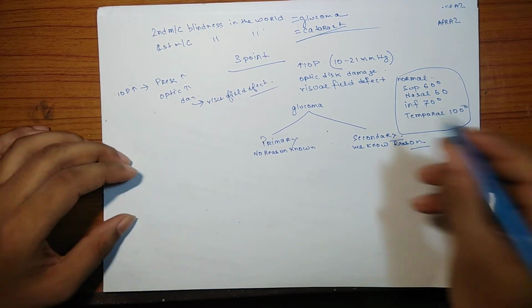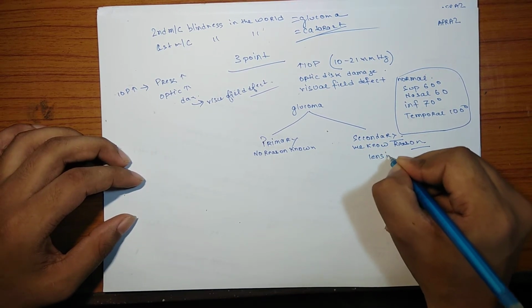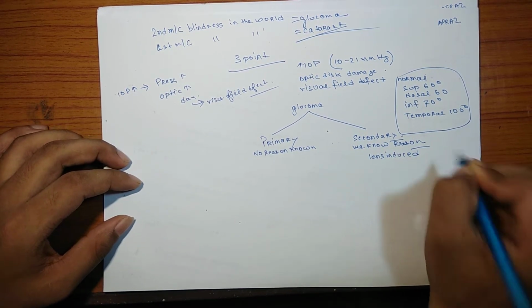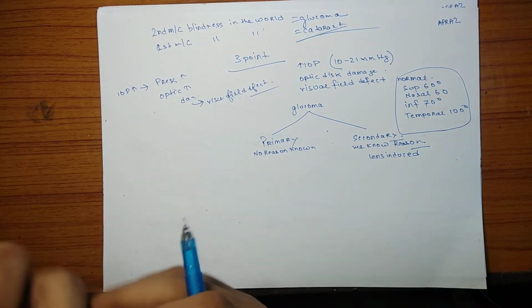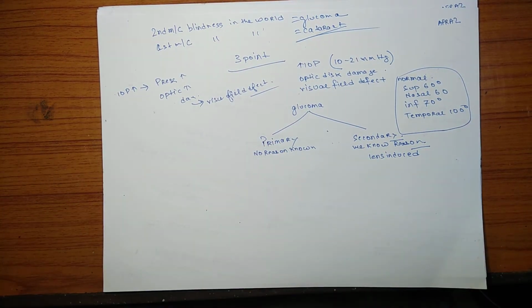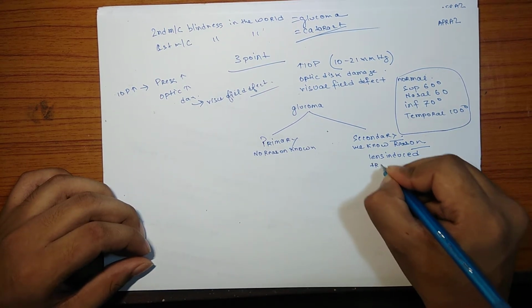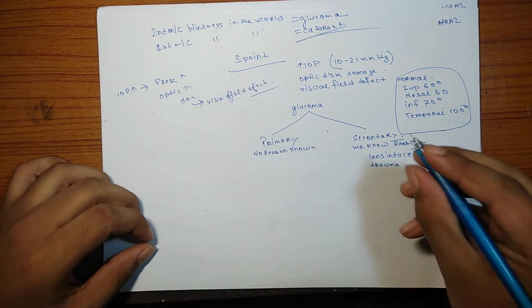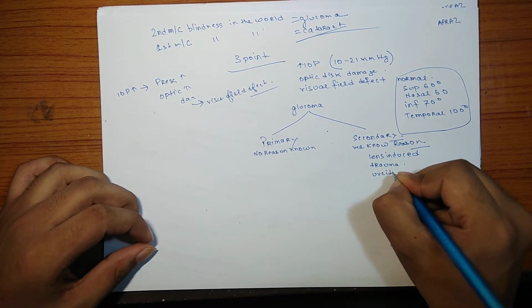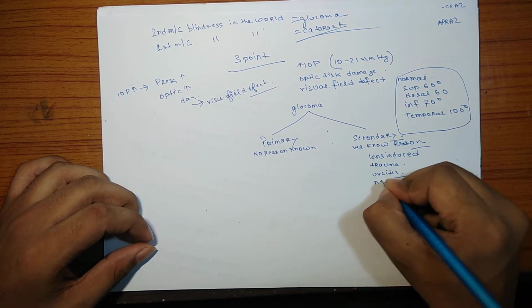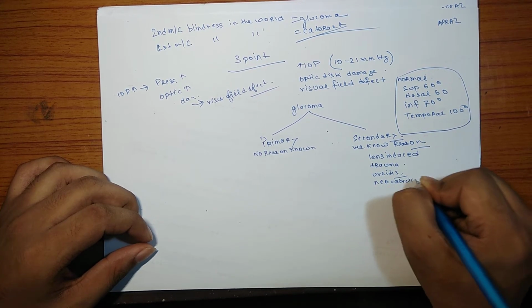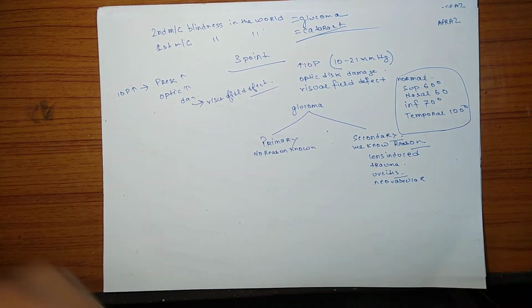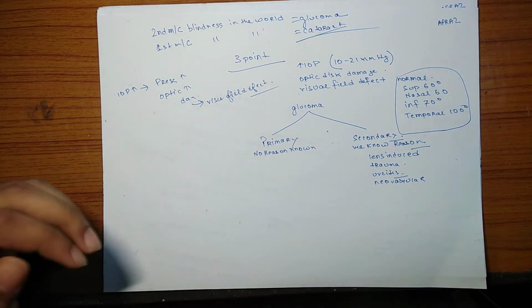Now what can be the reason? This can be lens induced. How lens induced? If the lens is absorbing water, it will become thicker and it will press the angle. If we have trauma or inflammation, again the angle will be closed. And we have uveitis. We have neovascular, which means new blood vessels.